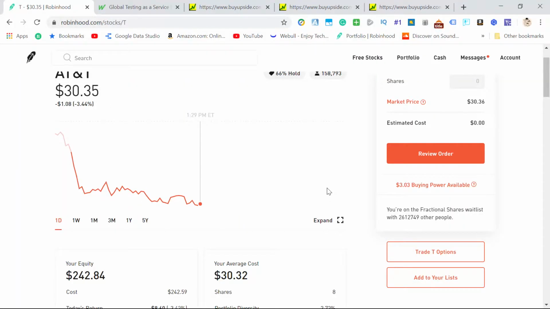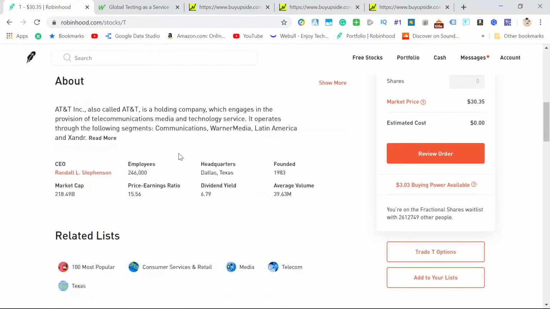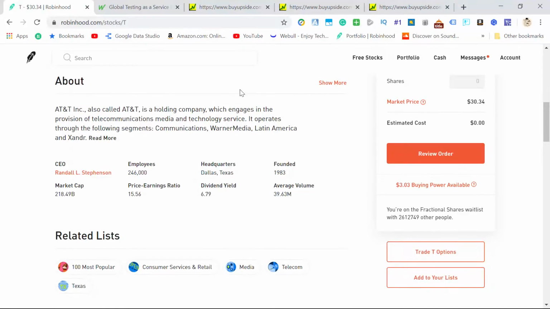Okay, guys, now that we are in my computer, we're going to go over these numbers real quick. I'm going to try and make this fast. And so our example we're going to be using is AT&T, ticker symbol T. Right now it is at $30.35. And so their dividend yield is pretty good. Their dividend yield is at 6.79%. A lot of times I look for dividend yields above 6%, above 5%. So this is a good dividend yield right here.